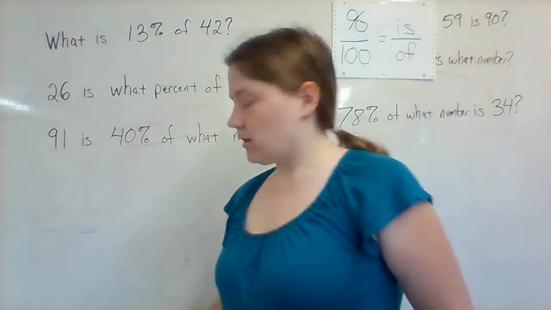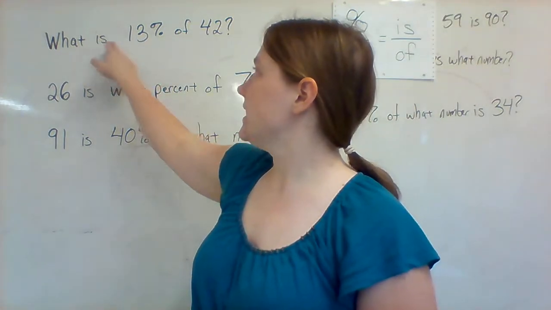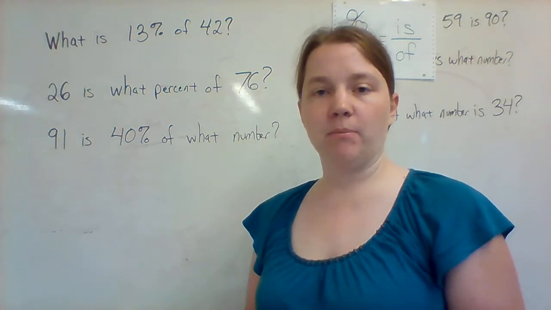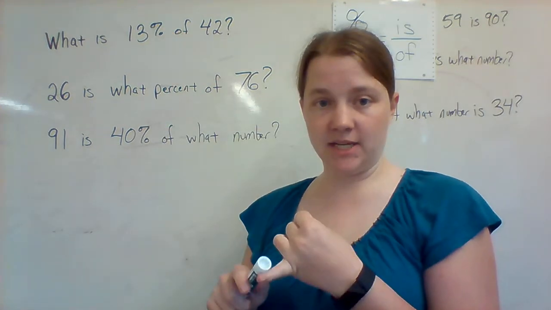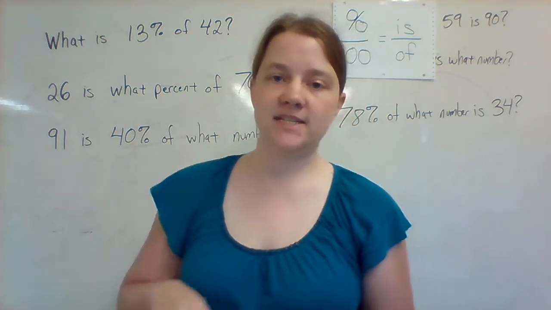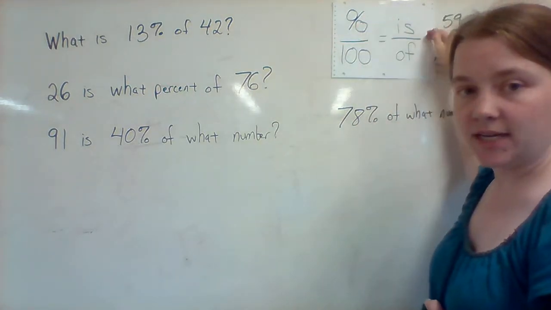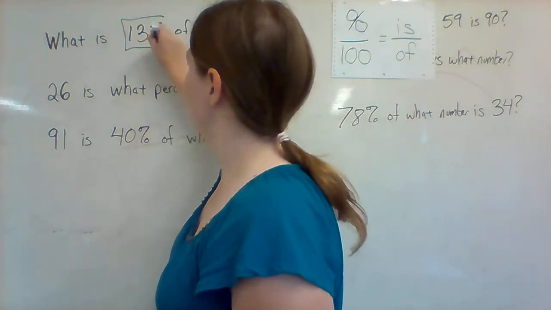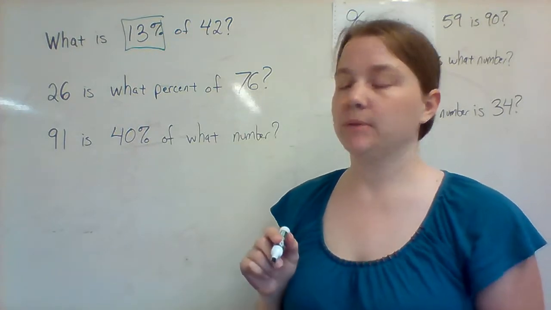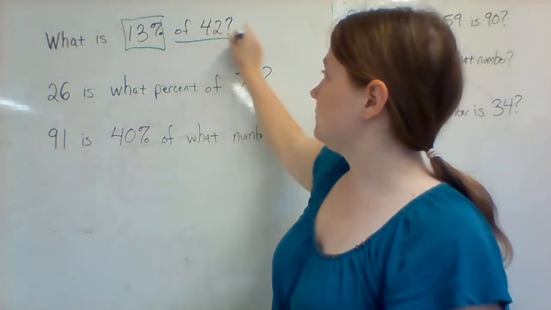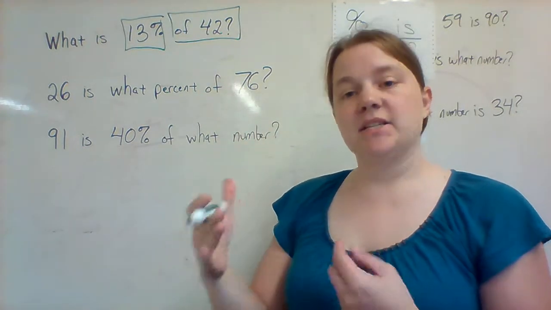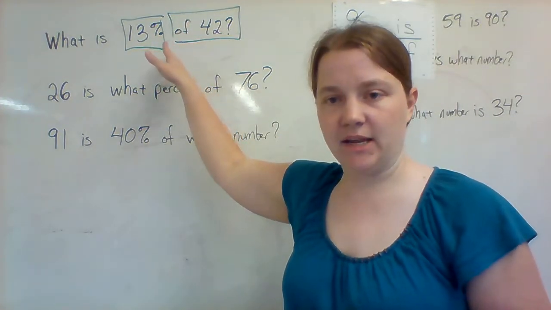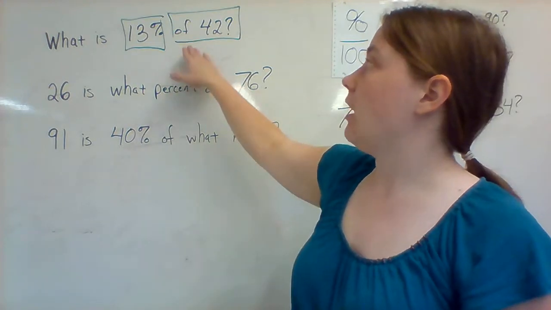Over here we have a question that says, what is 13% of 42? What we need to do is split this problem into three sections: the percent section, the is section, and the of section. 13% is provided in the problem, which means of 42 is also connected, because of is closest to the number 42. Technically it's close to the percent too, but percent's already taken care of. You always look for that first. So we have of 42.